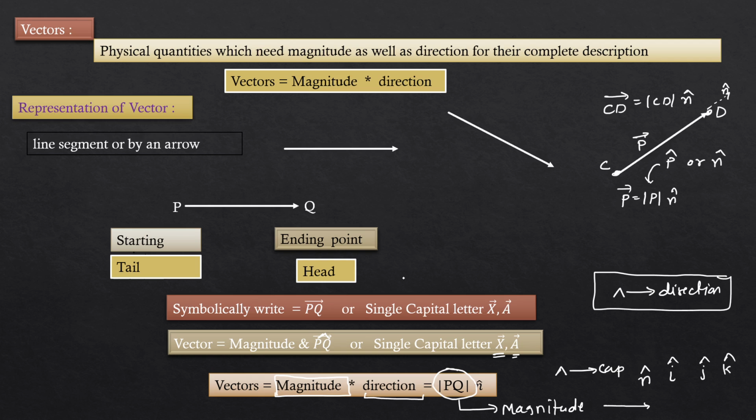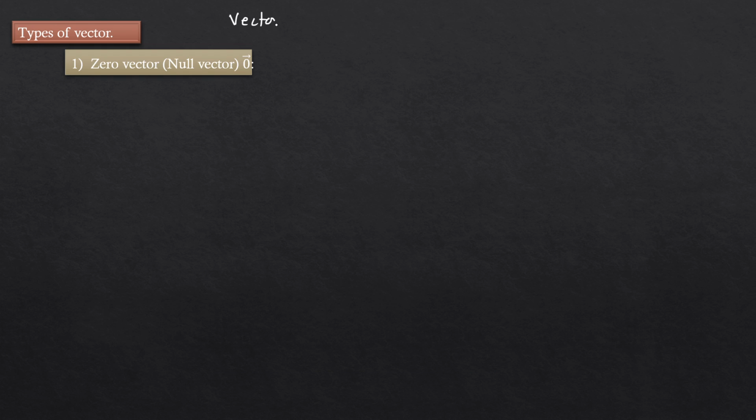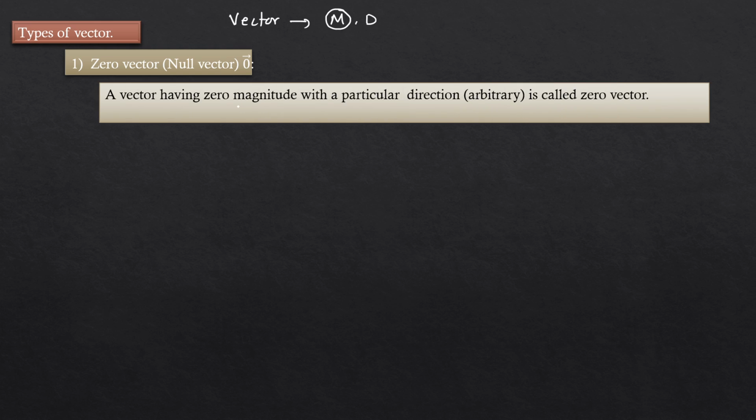Now let's go to the types of vector. The first vector is called a zero vector. Zero vector means what? Null vector. We know that a vector has two parts basically: magnitude and direction. The magnitude can be zero, but the direction can never be zero. So a null vector, a zero vector, means its magnitude is 0.